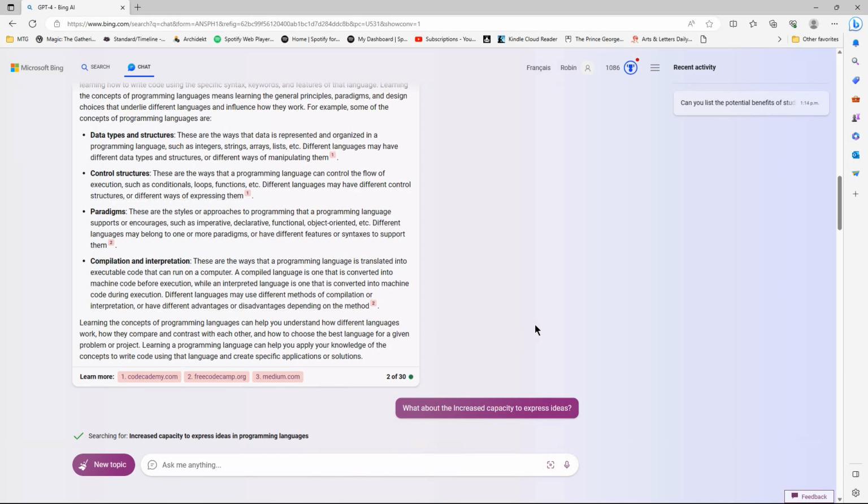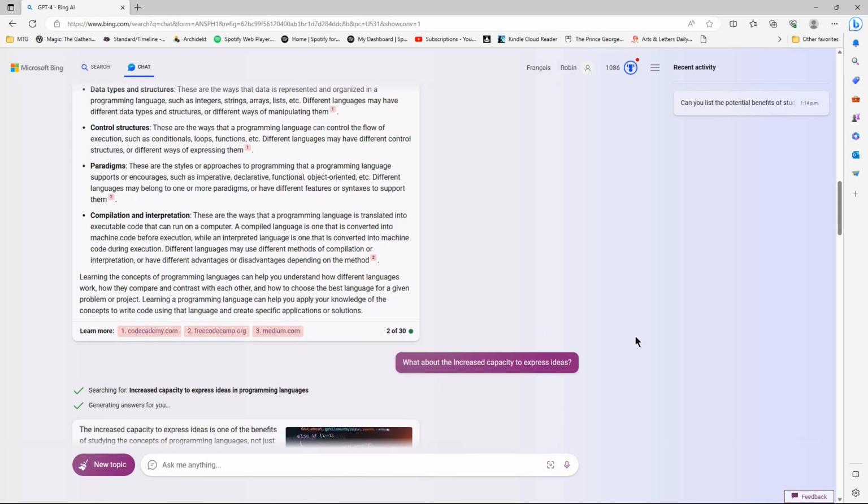Learning the concepts of programming languages can help you understand how different languages work, how they compare and contrast with each other, and how to choose the best language for a given problem or project. Learning a programming language can help you apply your knowledge of concepts to write key code using that language and create specific applications or solutions. So then I just asked it specific questions.